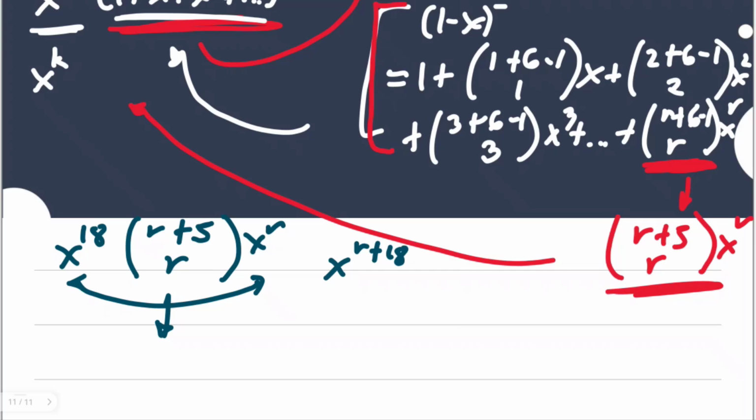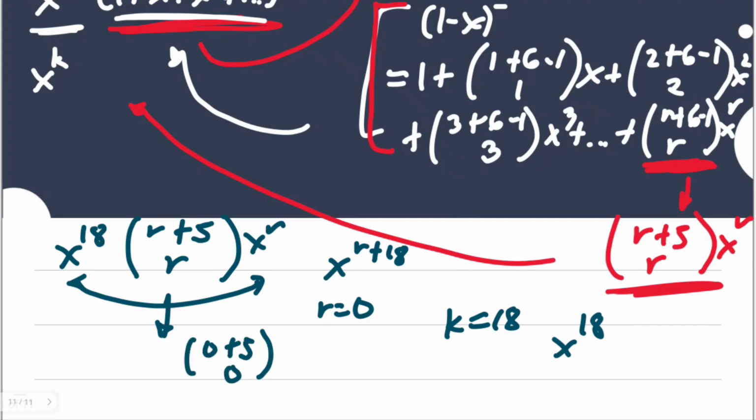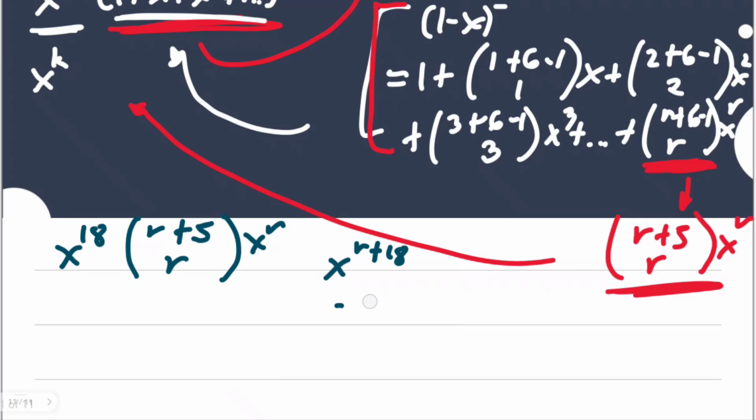Now, if we are just looking for exactly k being 18, x to the power of 18, our r here could be actually 0. So we'll have 0 plus 5 combination 0. That's the coefficient needed for our exact x to the power k, which is 18. But then again, our problem tells us that the needed k is greater than or equal to 18. So it starts from 18 onwards.